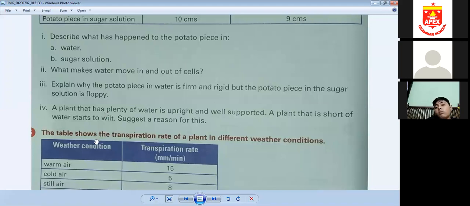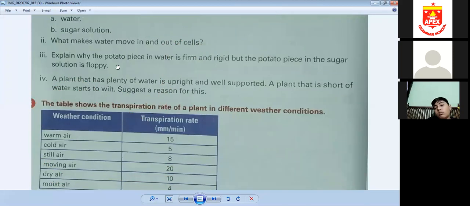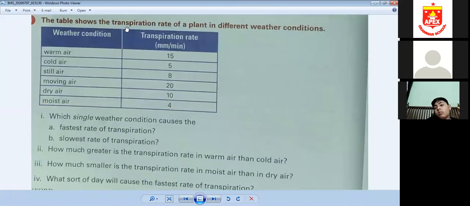Okay, now come to the next question. This is your question number 6 of your exercise. First I will discuss the question. The table shows the transpiration rate of a plant in different weather conditions. First, we will observe the table to see how transpiration happens in these conditions. So, weather condition and transpiration in 1 minute, how many millimeters we will discuss.